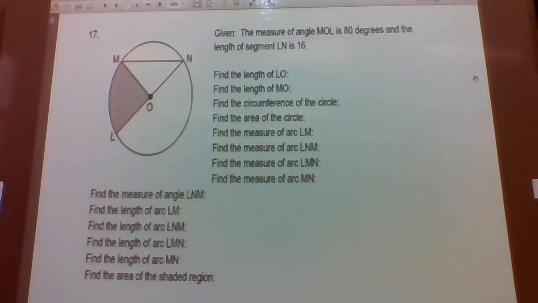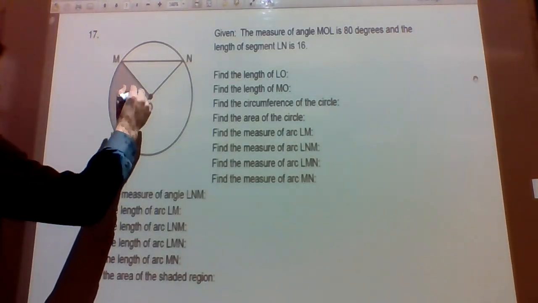Okay, 17. So given the measure of angle MOL is 80 degrees.